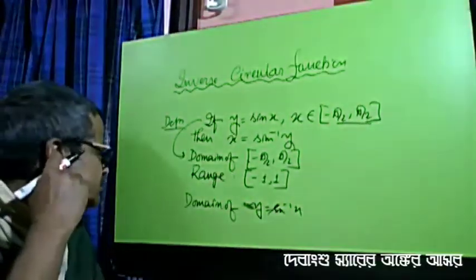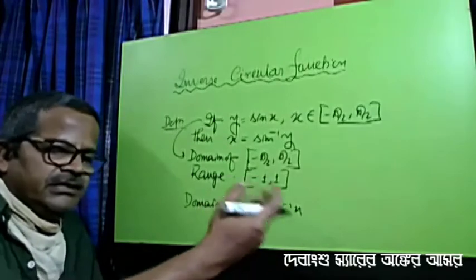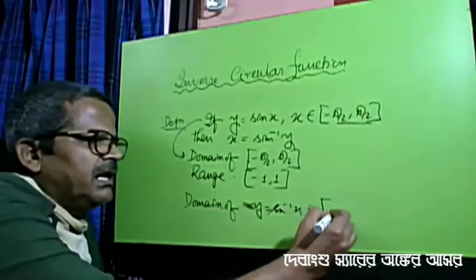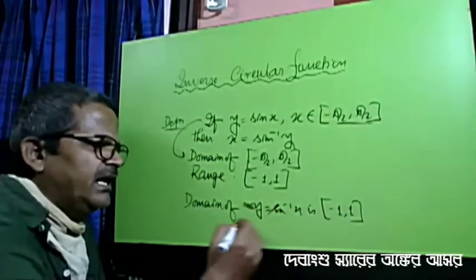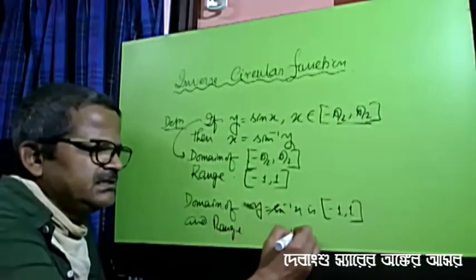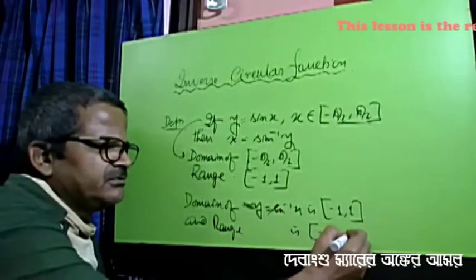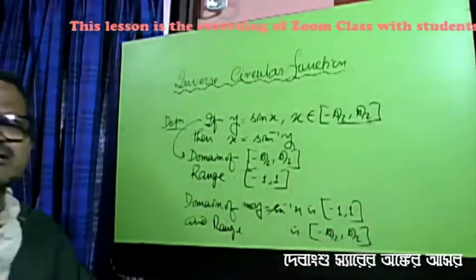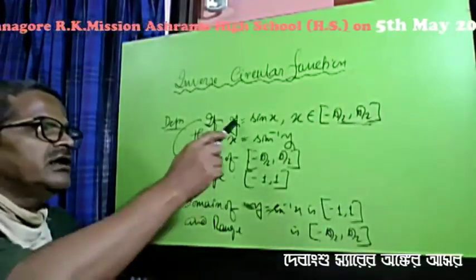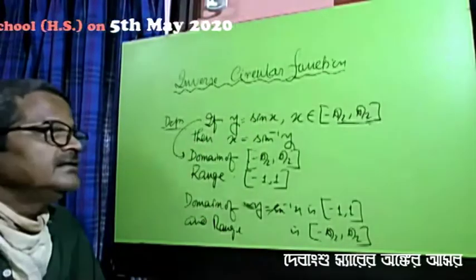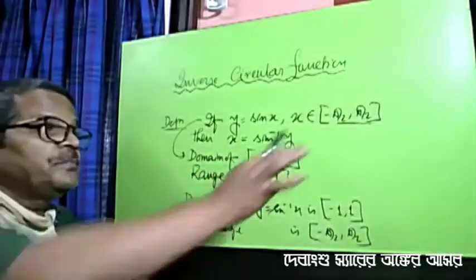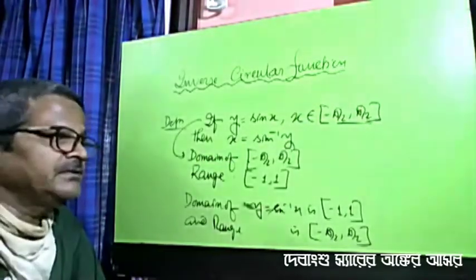Usually we represent the independent variable as x and y as the dependent variable. The domain is minus 1 to 1, and the range is minus pi by 2 to pi by 2. That's why this was called the principal value range. Likewise, if it was y is equal to cos x, then the PVR will be 0 to pi, not minus pi by 2 to pi by 2.